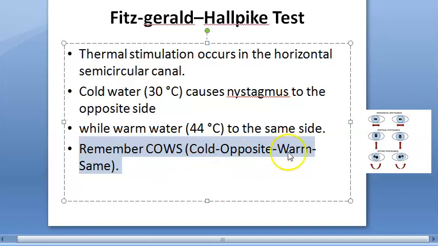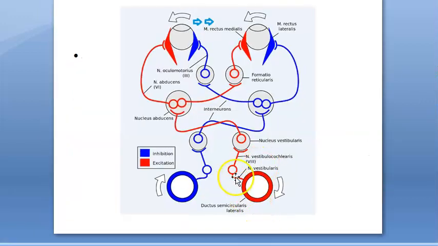Okay. So I think for warm you will be able to explain, right? So warm basically stimulates, right? So it will be just the opposite.